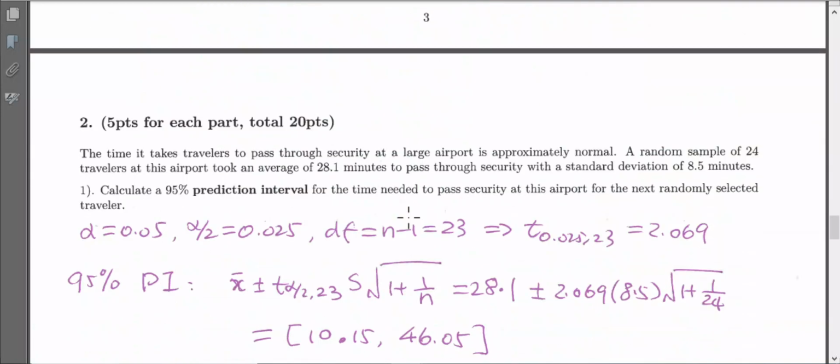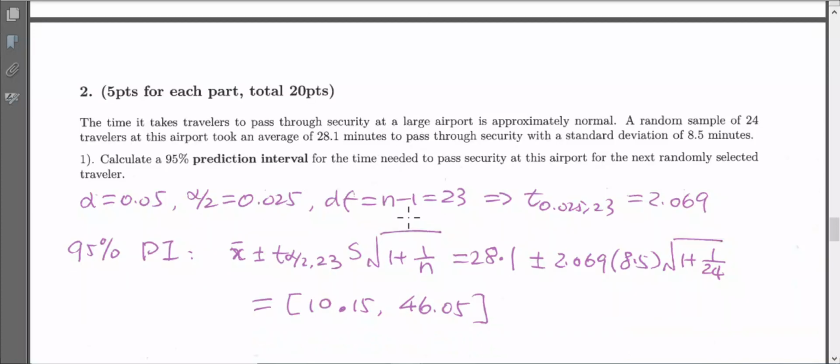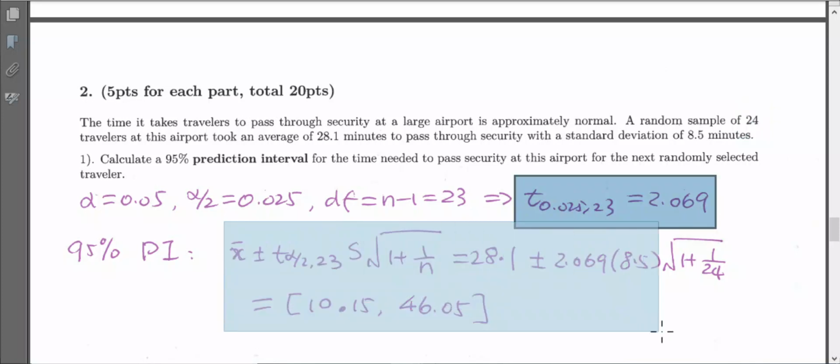For question number 2, this is about the prediction interval. Based on the level, alpha is 0.05, and half of that is 0.025, and the degrees of freedom equal n minus 1. We got 24, so that's 23. Then we get a t, and this is the formula. We plug it in, and that's how we get this one.